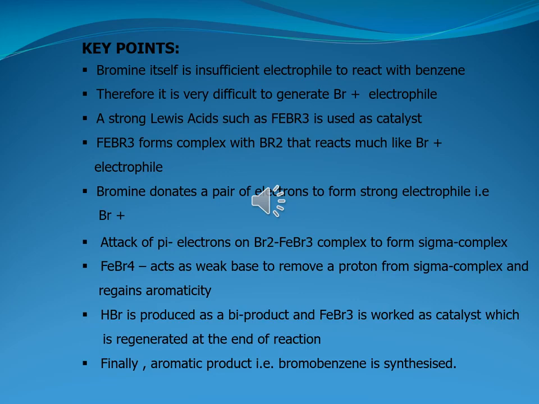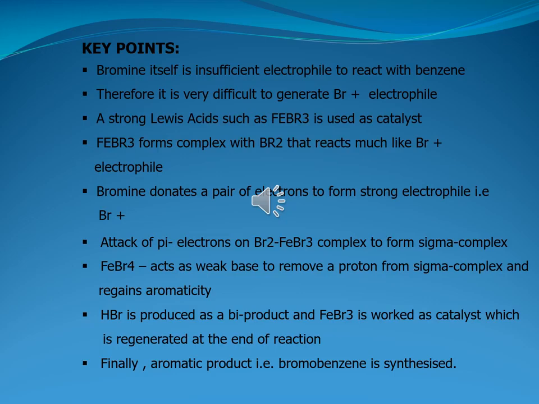Iron tetrabromide acts as a weak base to remove a proton from the sigma complex and the ring regains aromaticity. Hydrogen bromide is produced as a byproduct, and iron tribromide, which works as the catalyst, is regenerated at the end of the reaction. Finally, the aromatic product, bromobenzene, is synthesized.